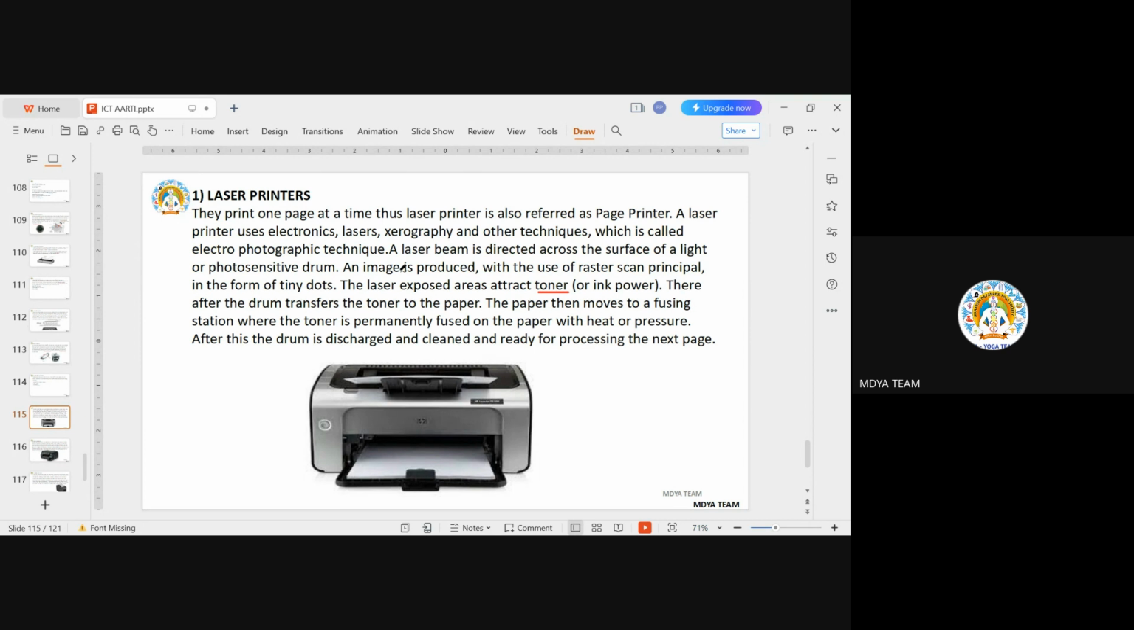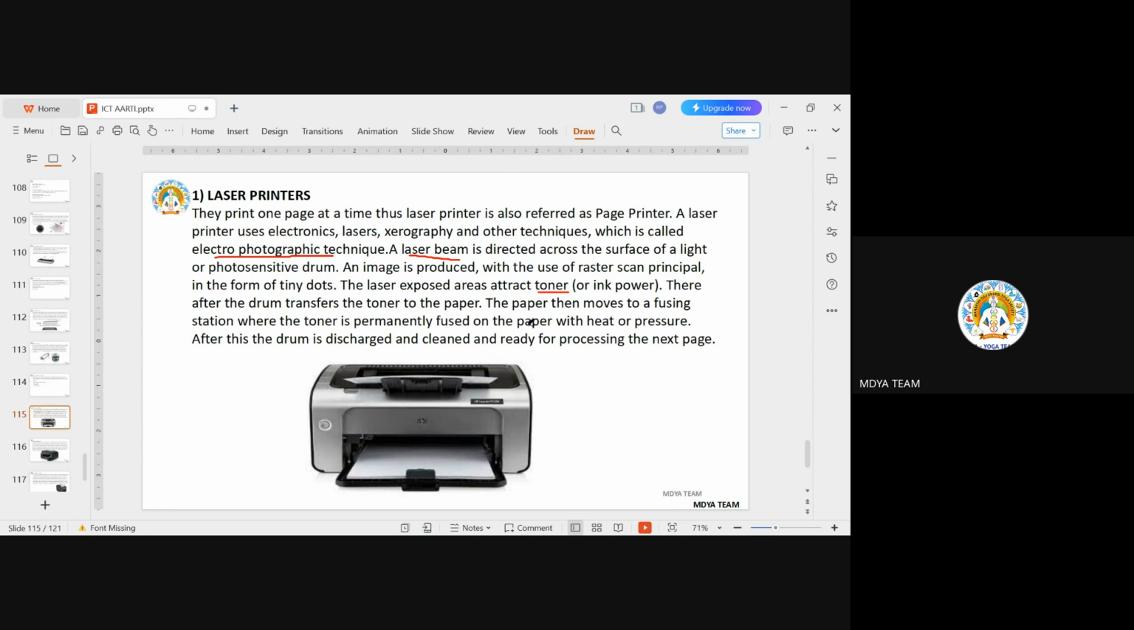First, a laser beam is used. Then the electrophotographic technique is used, and the laser beam is directed across the surface of the photosensitive drum. An image is produced. So the main word is toner; toner is used in the laser printer.